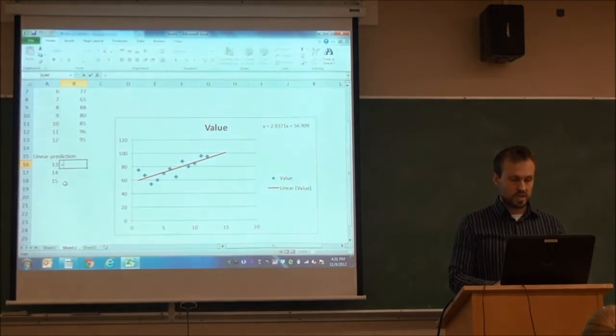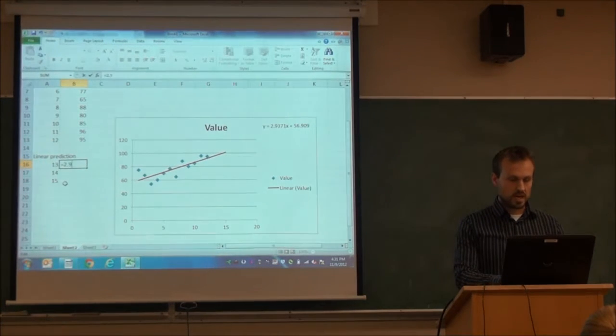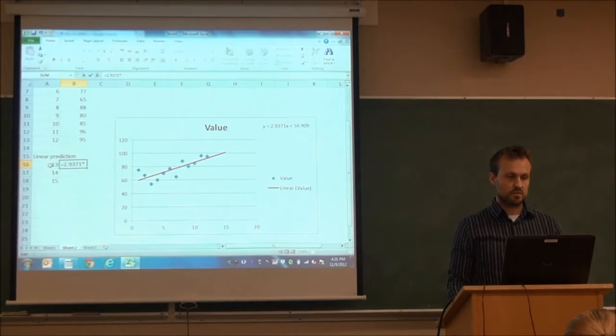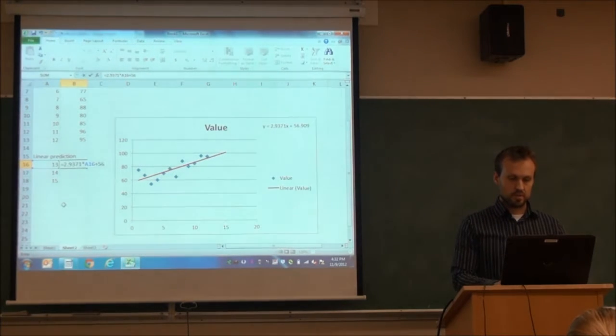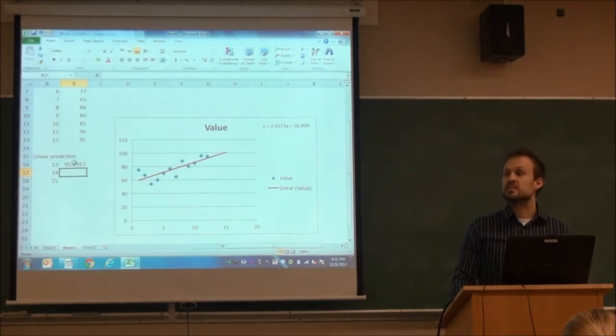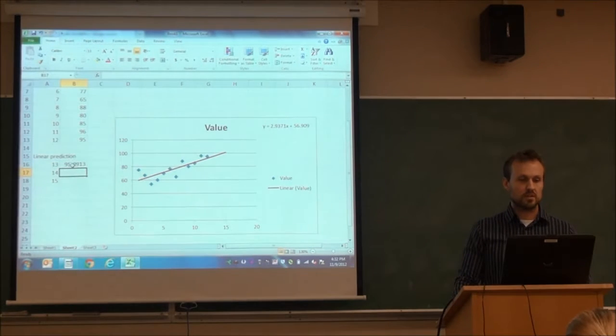So I want to say 2.9371 times the x value, which is the month value, this month, plus 56.909. And that is the predicted value of the stock at month 13. I can drag down, copy this formula. This one uses the corresponding month value in the equation.